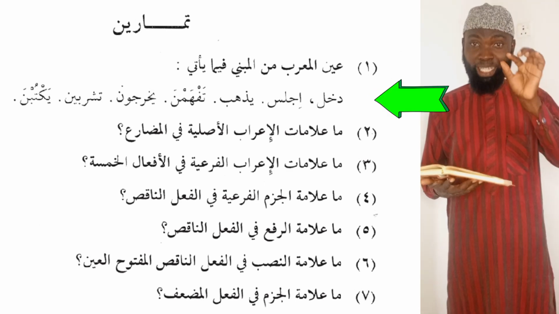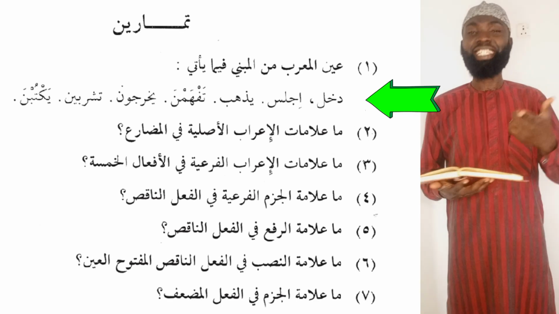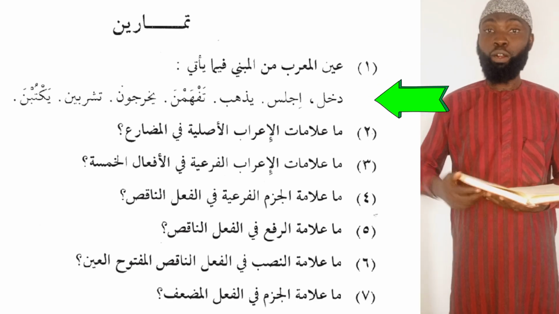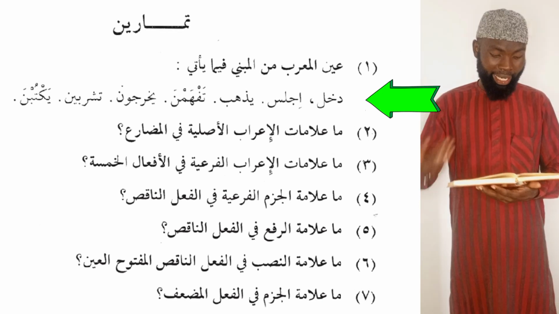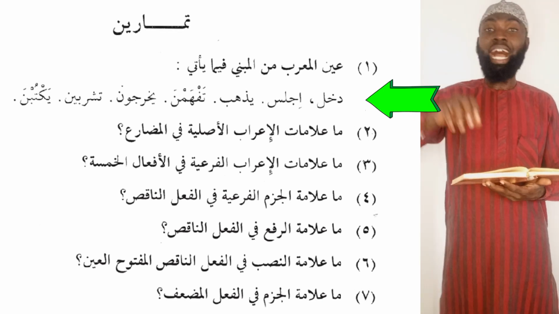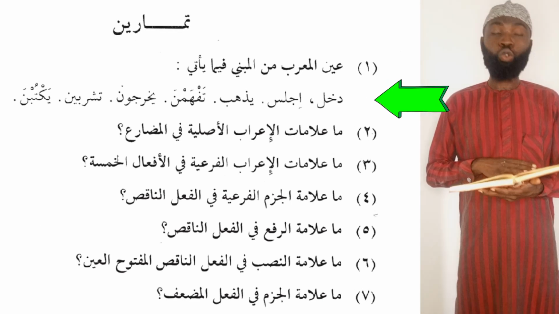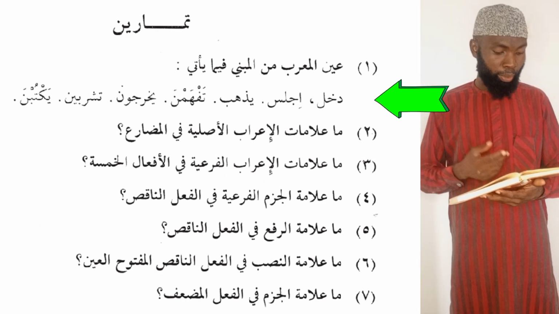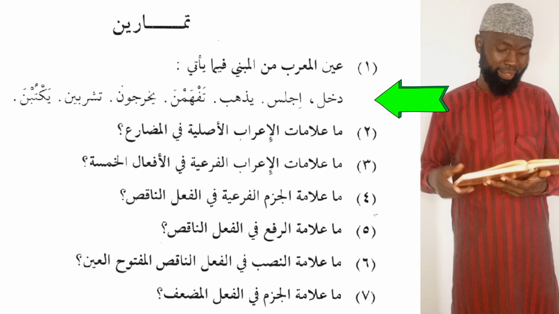The word dakhala, how do you see it? It is mabni because it is a past tense fi'l madi. Ijlis is also mabni because it is fi'l amr. Yadhabu is murab because it is declinable, a present tense. Tafhamna, this is mabni. Then yakhrujuna, this is what? Murab. Then tashrabina, murab. Then yaktubna, this is mabni.